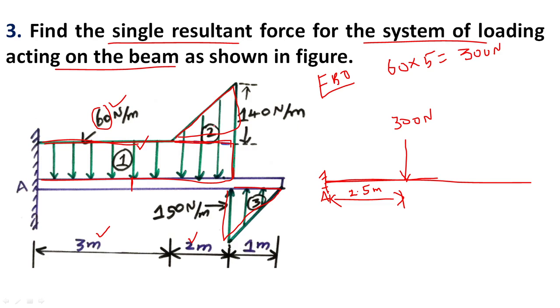Next is the uniformly varying load. We want to find the single force for it. The shape of the load is a right angle triangle, so the formula is half into B into H. B is the distance along the x-axis, which is a total of 2, and H is 140. So half into 2 into 140, the 2 cancels, and the answer is 140 newton.